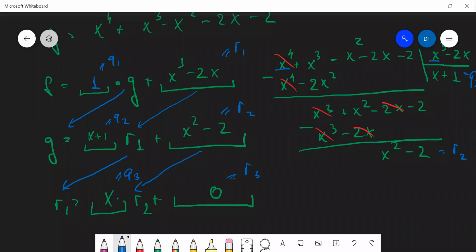So now there are two questions. What is the GCD? And the second question is how to represent the GCD as a linear combination of f and g. The answer to the first question is this: the GCD is the last non-zero remainder. This is the GCD of f and g. So you do this procedure, the first time you get 0, you go one step back, and this is your GCD.